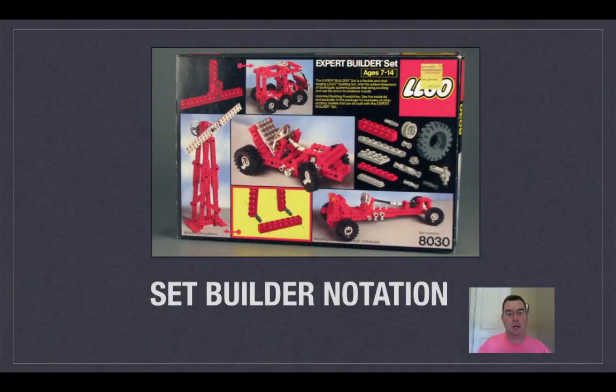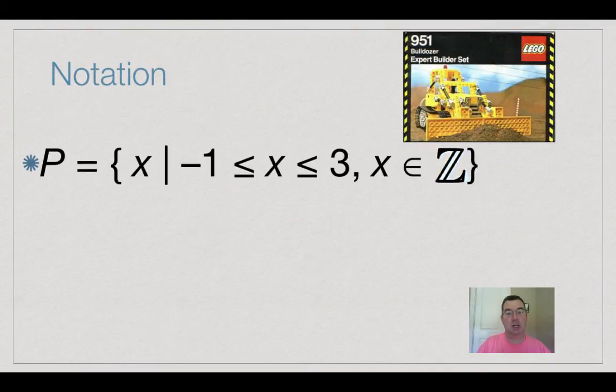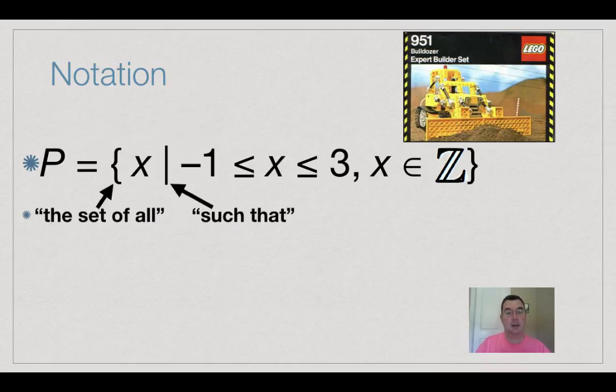Hello again. We are moving on to the second lesson in this unit. This is lesson 5.2 on a special notation for sets called set builder notation. So let's begin. The notation looks like this, and let me explain each part of it.